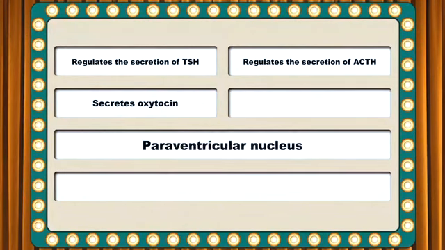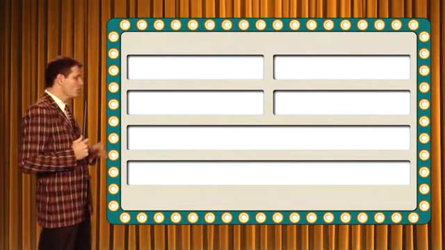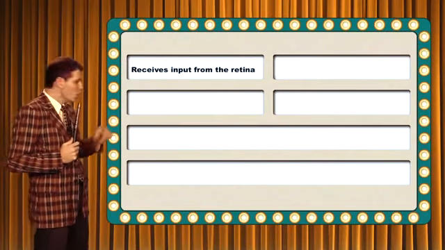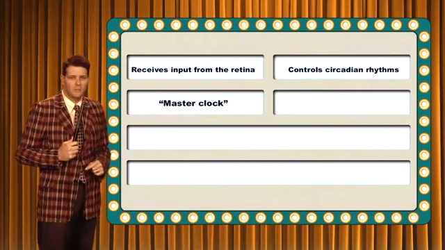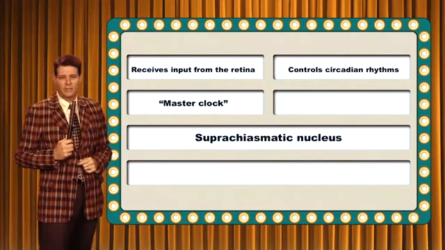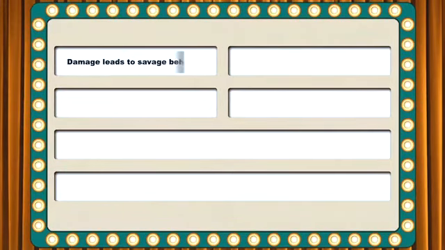Next, regulates the secretion of TSH, regulates the secretion of ACTH, and secretes oxytocin. That's the paraventricular nucleus. Next, receives input from the retina, controls circadian rhythms, and is known as the master clock. That's the suprachiasmatic nucleus. And our last one, damage to this nucleus leads to savage behavior.